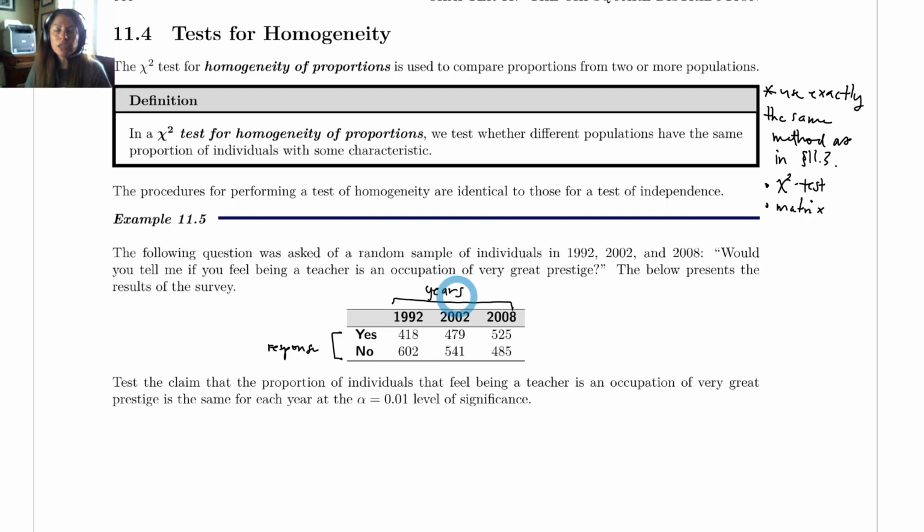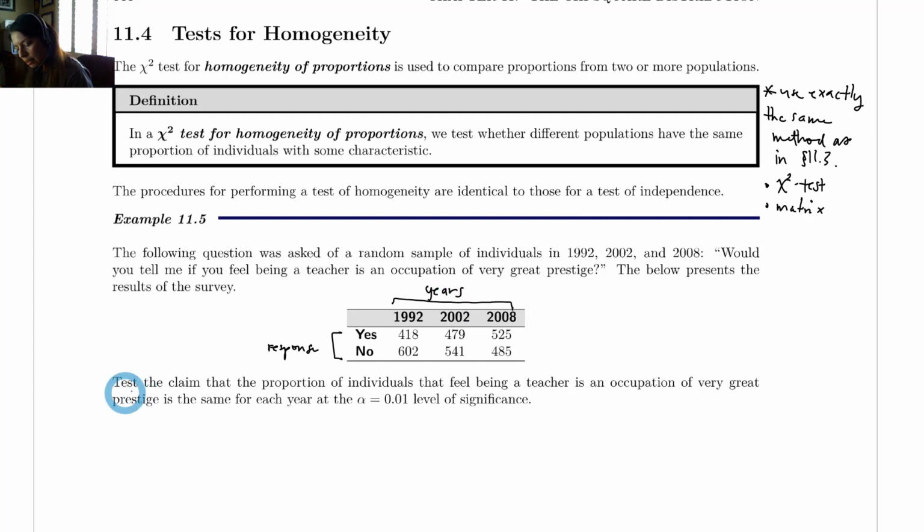So from each year to each year, did the proportion of people who answered yes or no change? Like, was it actually different from 92 to 2002? Well, maybe more technology had come out from 92 to 2002 and they felt they could do a lot more and felt it was a more prestigious occupation. So we're looking at the response by years and whether those proportions change throughout the years.